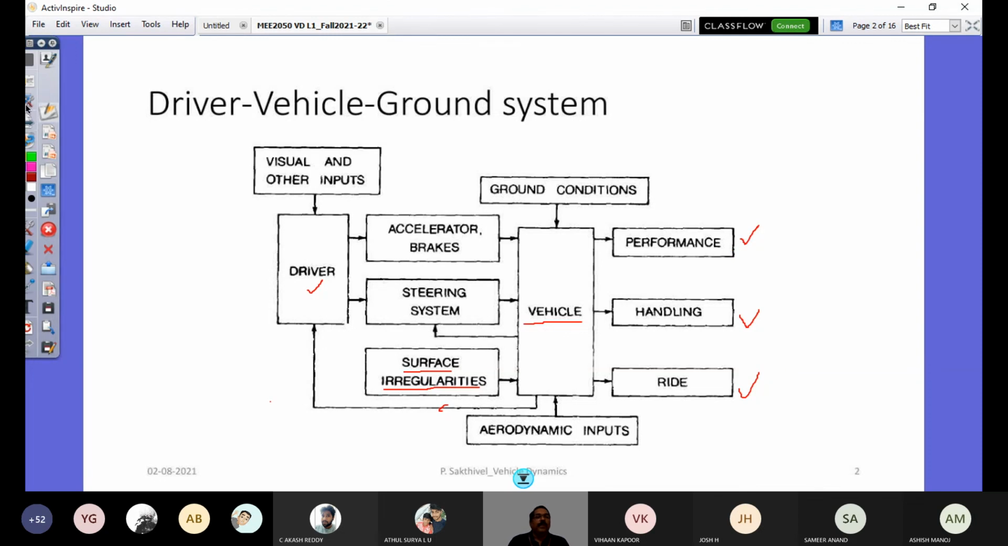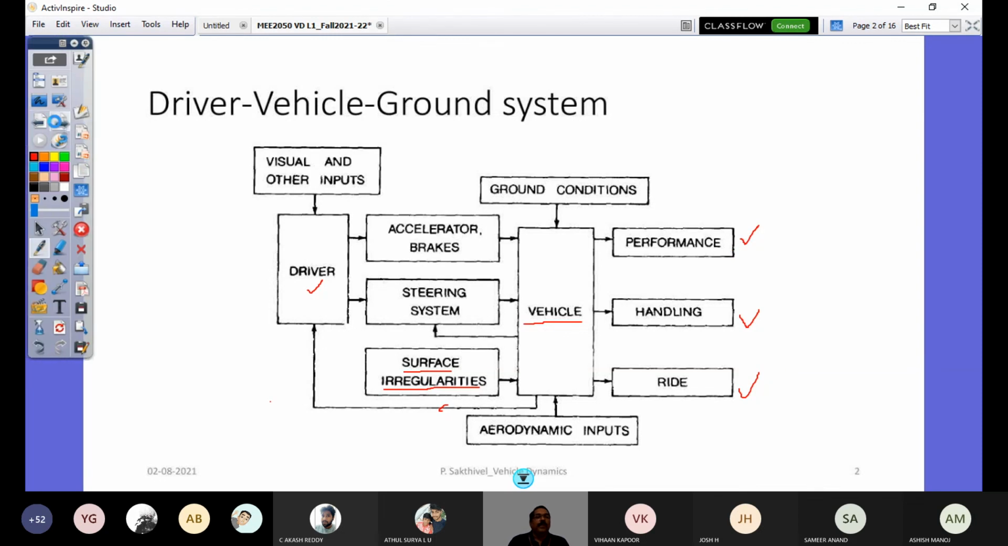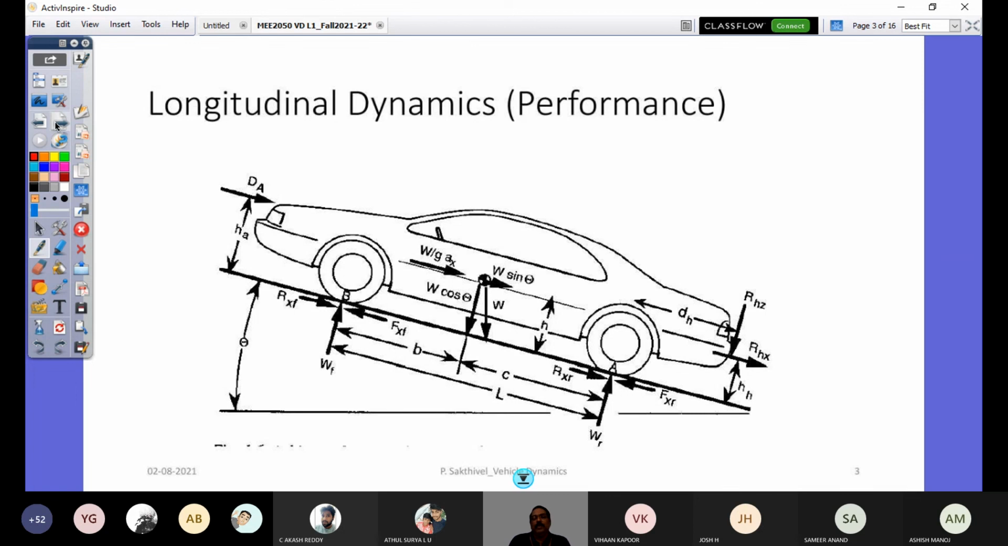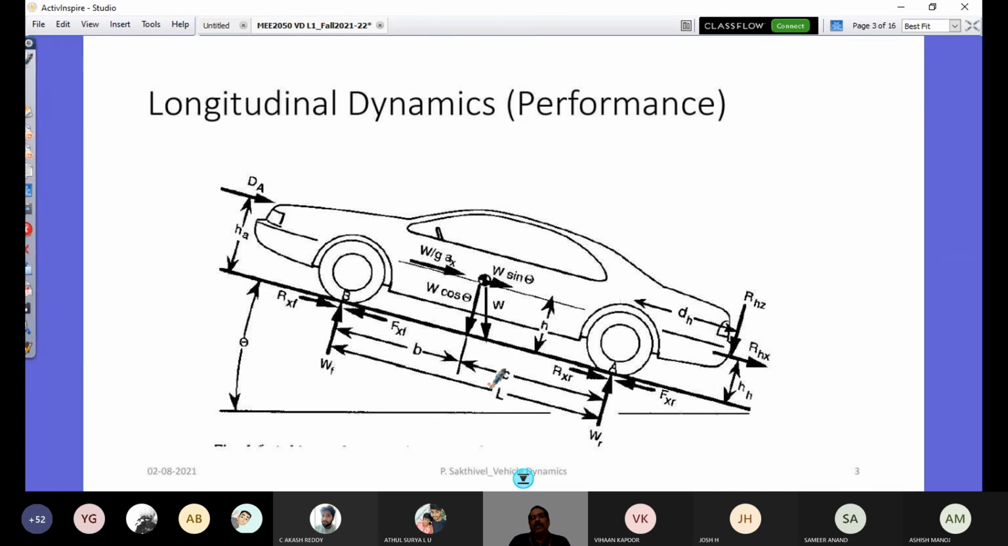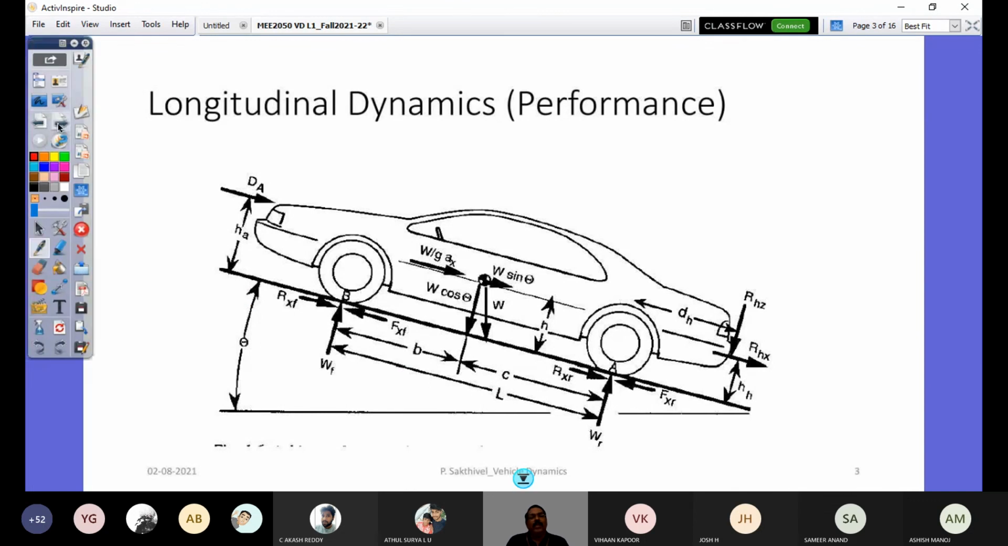So if we have understood this big picture, we are going to look at longitudinal dynamics, performance, where you see this important free body diagram. We'll get back to that again. This diagram shows all the external forces that are acting on the vehicle during its motion up the hill, right? We're not going into that in detail. We will get back to this diagram again later.